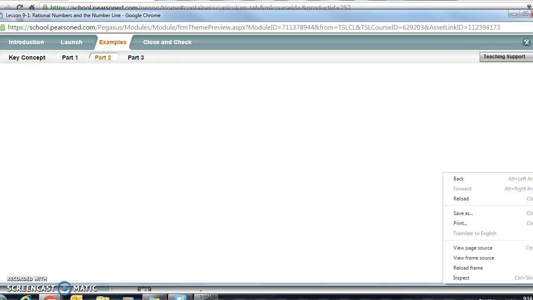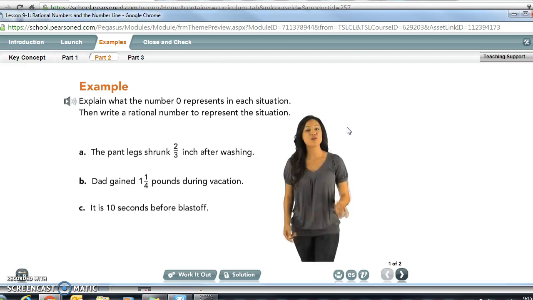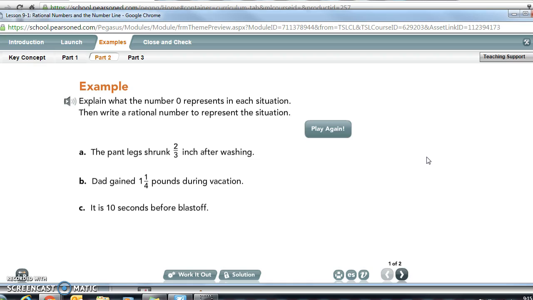Part 2. Explain what the number 0 represents in each situation. Then rewrite a rational number to represent the situation. Before you choose a number to describe a situation, think about what 0 represents in that situation. I bet you'll find that it makes it easier to choose the right number.